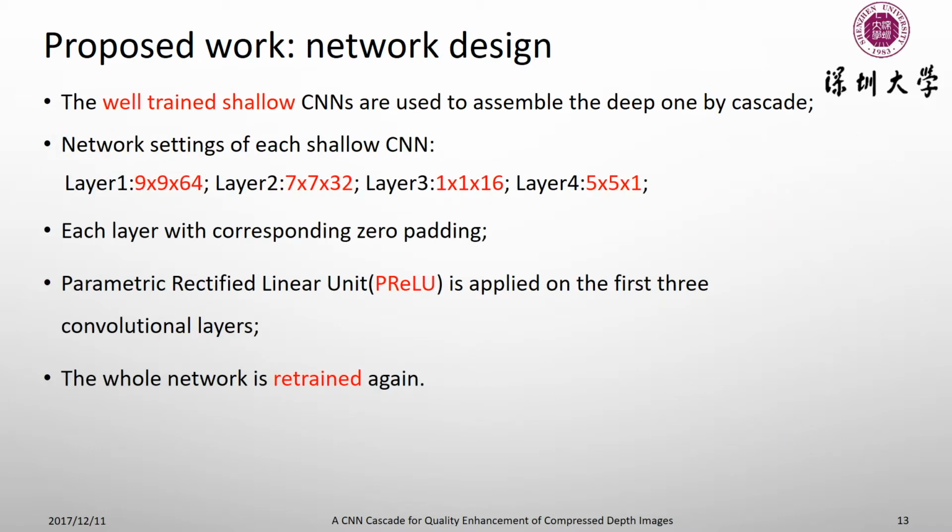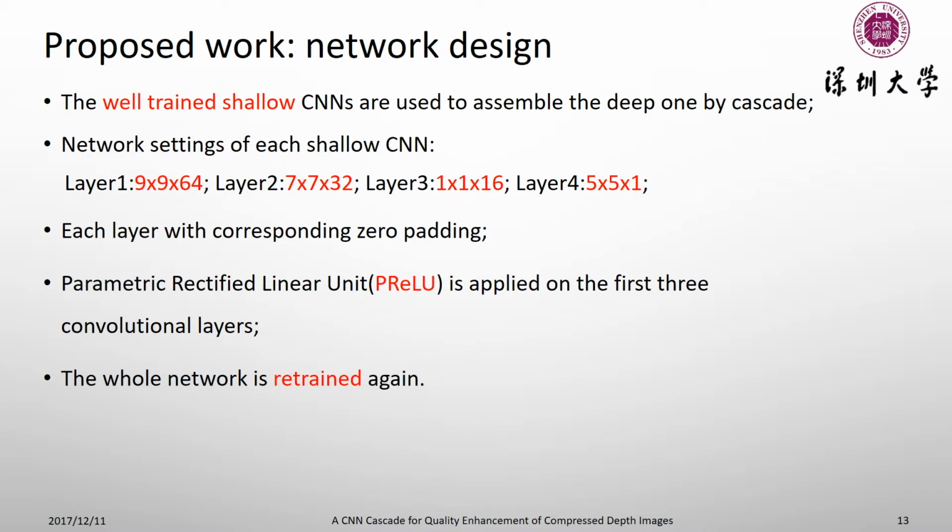Here we list some details of the proposed network design. All the shallow networks are trained separately first and then cascaded to form a deep one. The size of a convolution filter for each layer is 9 times 9 times 64, 7 times 7 times 22, 1 times 1 times 16, and 5 times 5 times 1 respectively. Meanwhile, to avoid the spatial size decrease caused by convolution operation, we add 0 paddings for the layers whose kernel size is larger than 1.